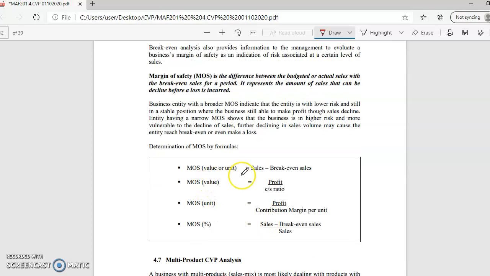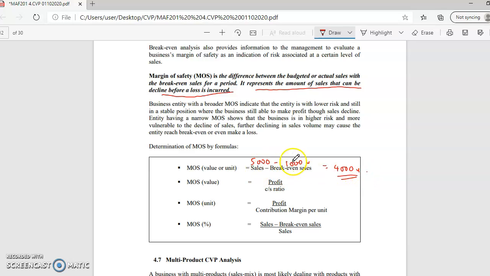Margin of safety is the difference between sales and break-even sales. So let's say your break-even is 1,000 units, but you manage to sell 5,000 units. It indicates that the company is in a good position, with lower risk, because they have a margin of safety of 4,000 units. This 4,000 represents the amount of sales that can be declined before the loss is incurred. It means that the company can reduce their sales by 4,000 units before they incur losses.